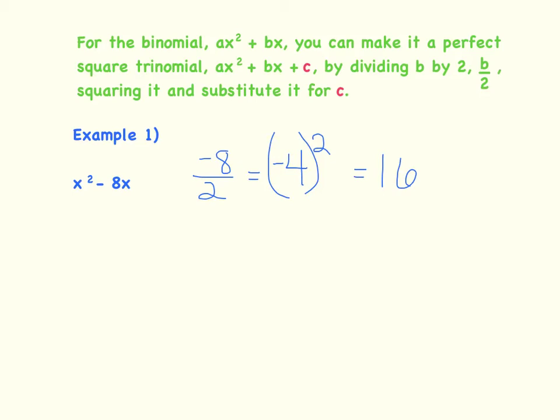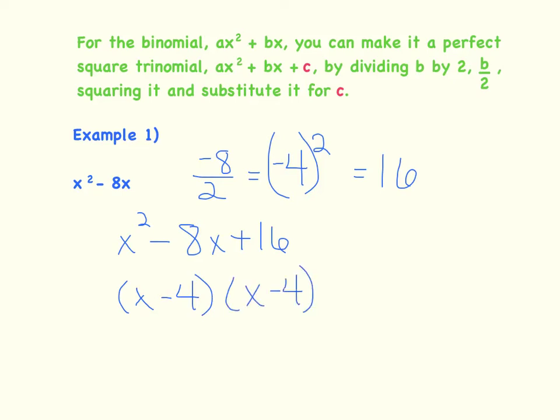So now that we have our c value, let's rewrite our binomial as a perfect square trinomial. So we have x squared minus 8x plus 16. Now that we have our perfect square trinomial, it is very easy to go ahead and factor. So on this one, we could find our factors of 16 that add up to negative 8. And that would be x minus 4 times x minus 4, which could also be written like this: x minus 4 squared.